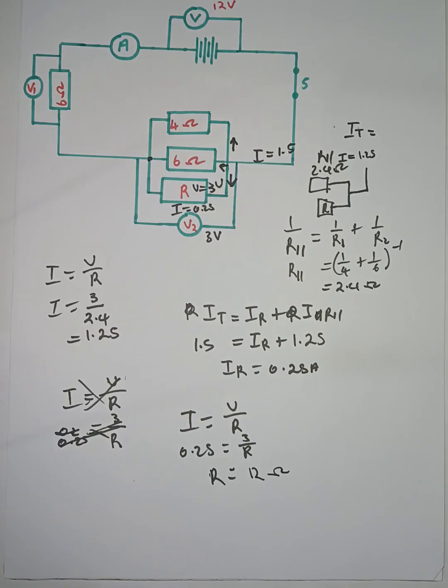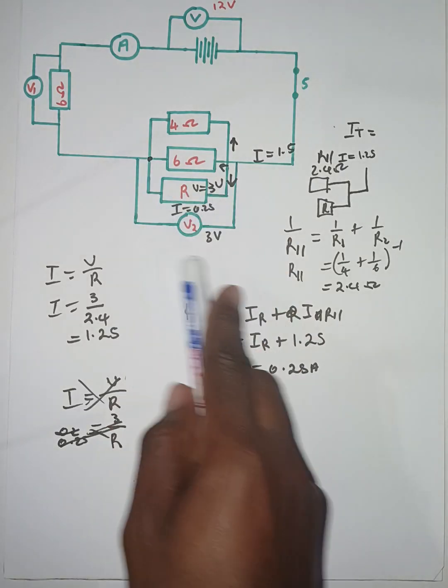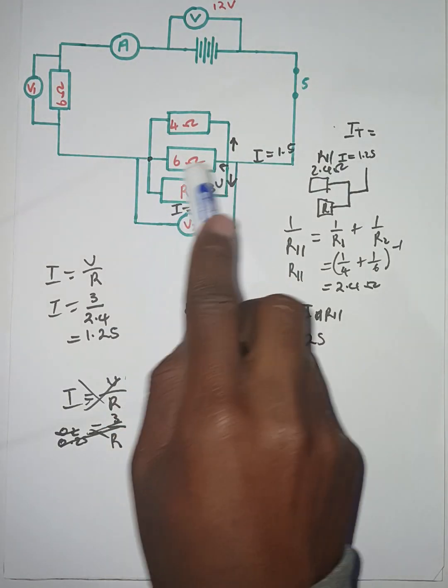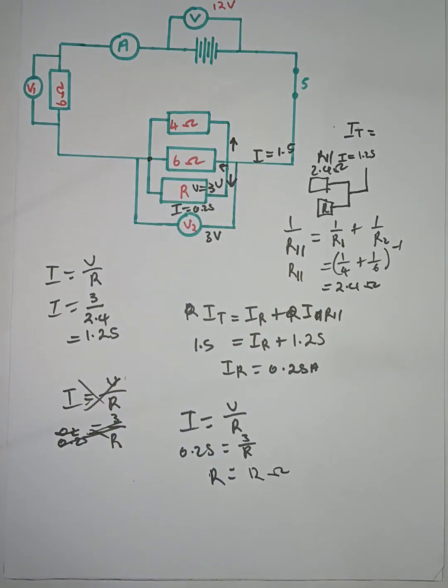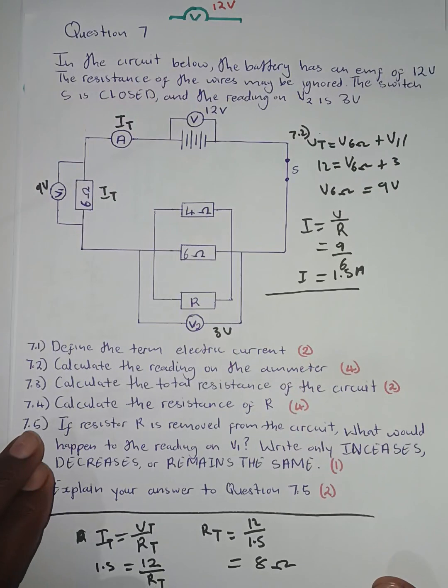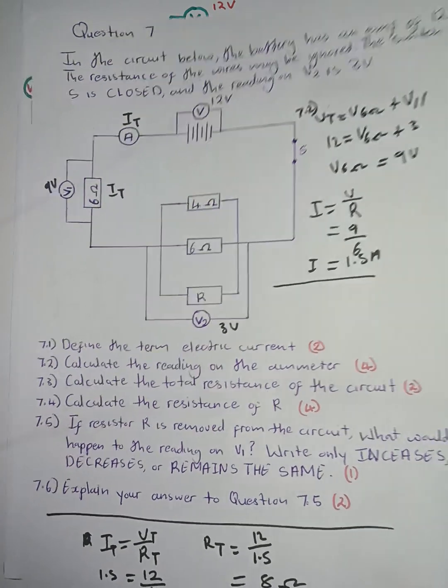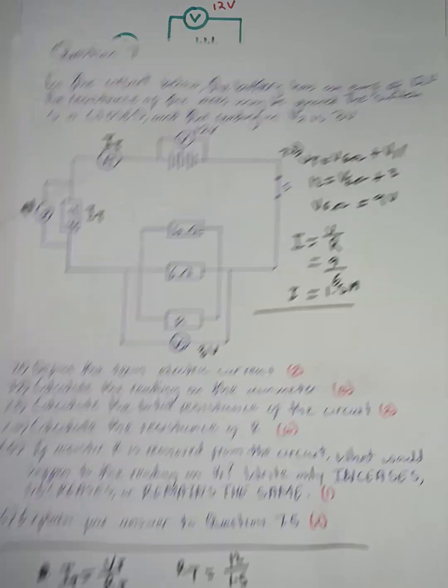So of course, that resistor there would actually be a 12 ohm resistor. So that would be the resistance of that resistor. So that was actually a question. Let's see. So that was of course that question, that 7.4 there. So that's how you could have got those 4 marks.